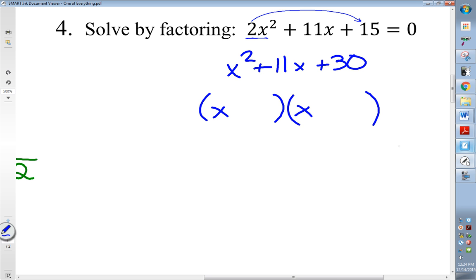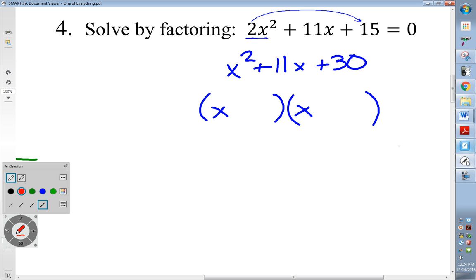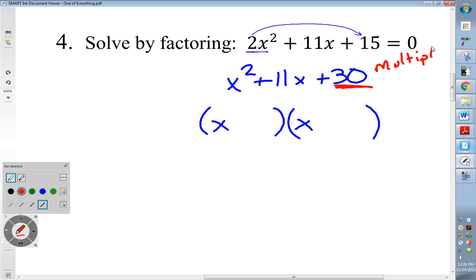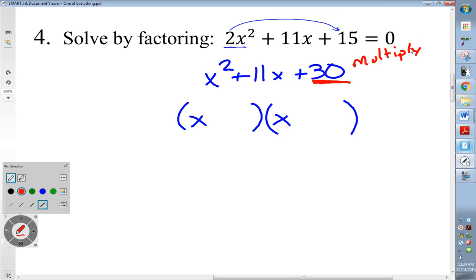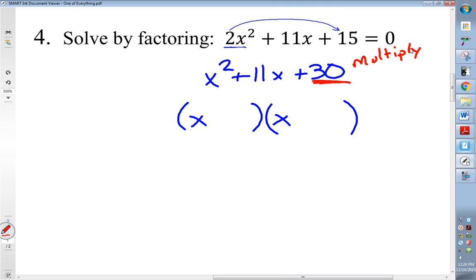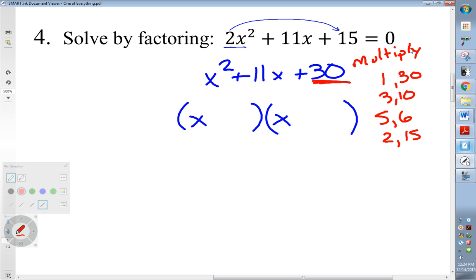Remember, we are looking for two numbers that multiply together to get the last number. We are multiplying to get 30. So I need numbers that multiply to get 30. Well, 1 and 30, 3 and 10, 5 and 6, 2 and 15. Lots of different numbers. One of those combinations needs to add or subtract to get 11.